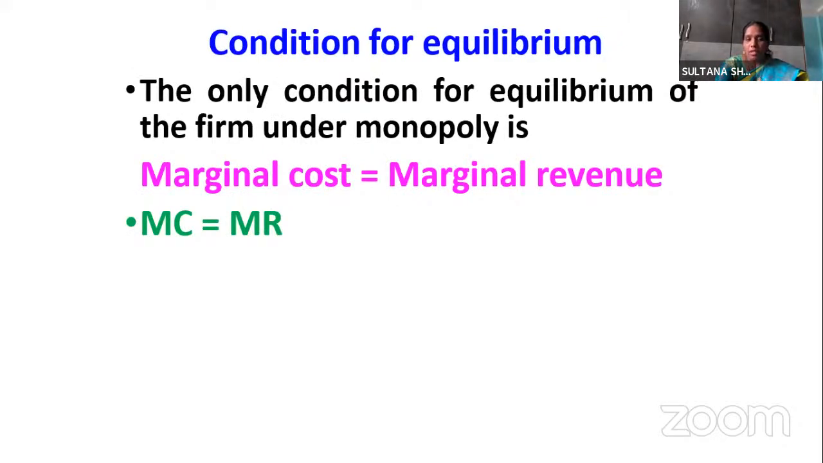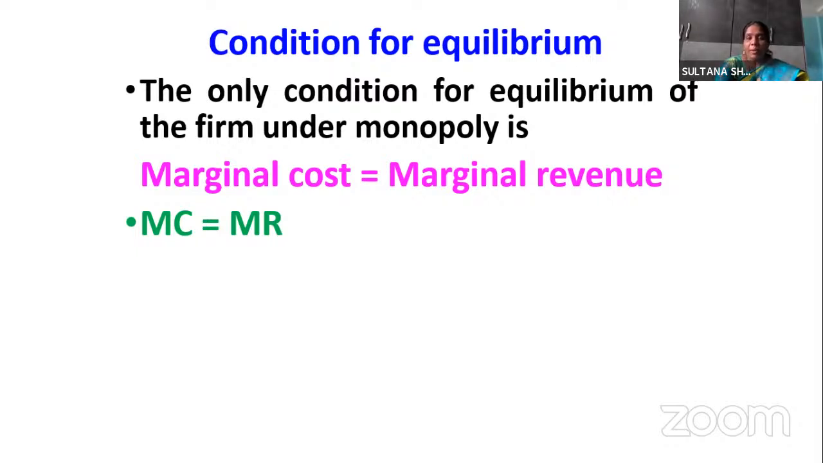Now, under this monopoly market, two conditions will be there. In perfect competition also we discussed that for firm equilibrium, two conditions should be applied. One is MC equals MR, that is, marginal cost is equal to marginal revenue. And another condition for firm equilibrium is that marginal cost should cut the marginal revenue from below. That is the condition of firm equilibrium in perfect competition.